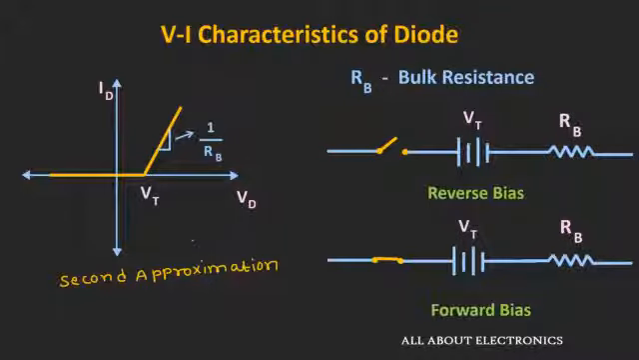So this is the equivalent circuit in case of the second approximation. Now apart from this bulk resistance, the diode has one more resistance, and this resistance is present in the diode because of its internal structure. We will talk more about this diode resistance in a separate video. Typically the value of this resistance is a few ohms.